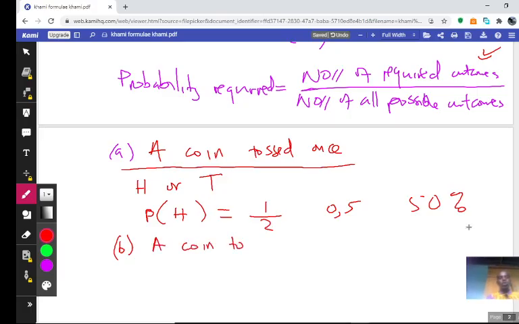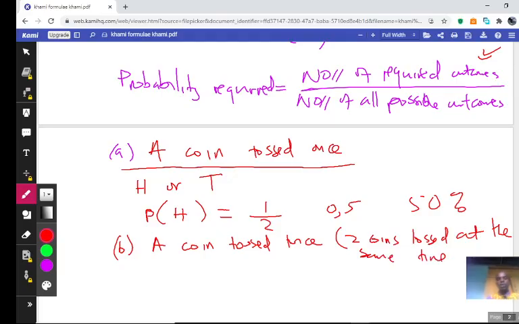A coin tossed twice, or 2 times. This one can be equivalent to 2 coins tossed at the same time. Right, in this scenario, how many possible outcomes do we have?